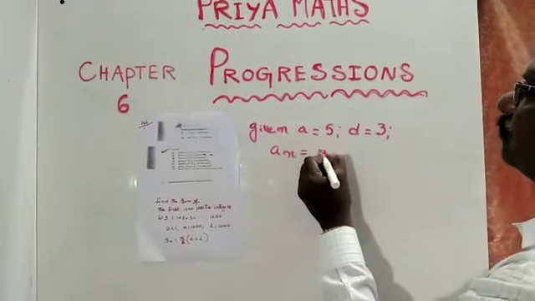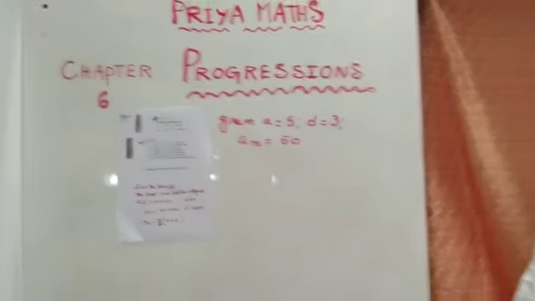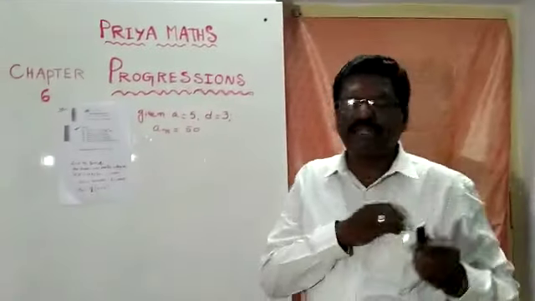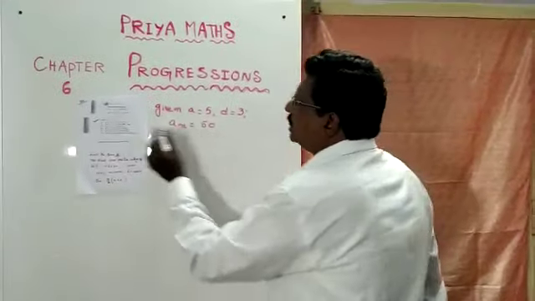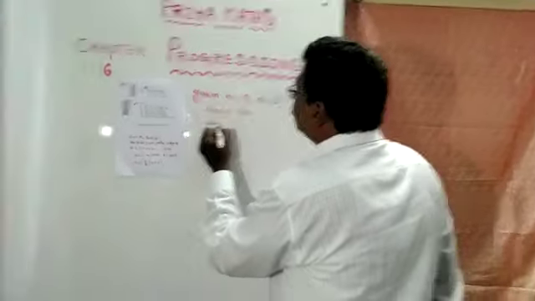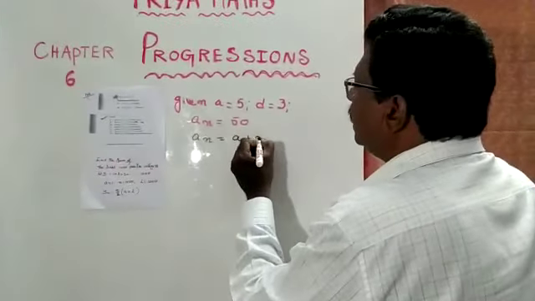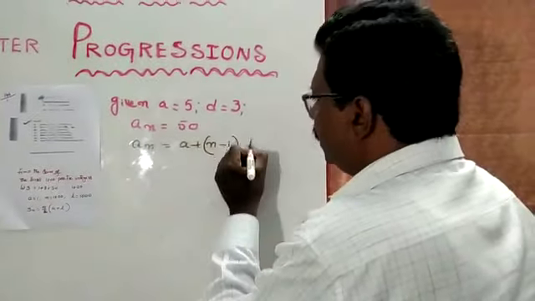AN is equal to 50. First you will find the SN. First you have to find the A. N value you will find here. AN is equal to, the formula, AN is equal to A plus N minus 1 into D.